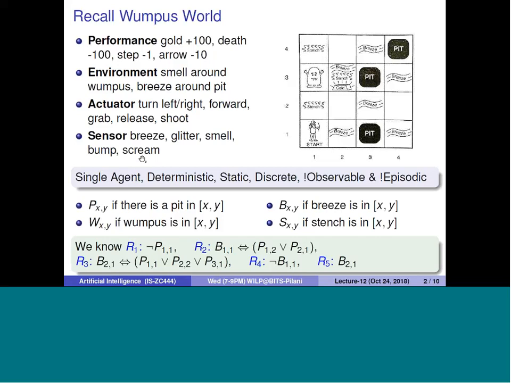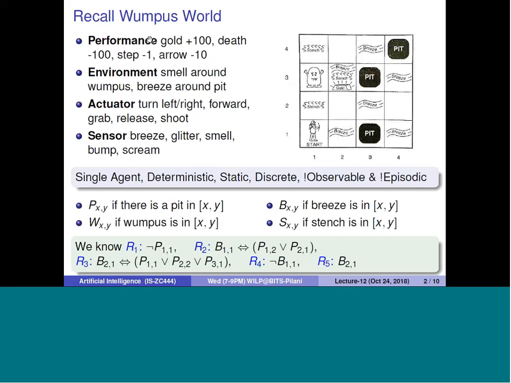And there is also one thing called a scream. He can hear a sound, which arrives because of something he does: he can perform a shoot. He has an arrow, so he can shoot that arrow in a particular direction, and if there is a Wumpus there, it would die. While dying, it screams. So if he hears a scream, it means the Wumpus has died. All these things are there, and we discussed them in the previous class.